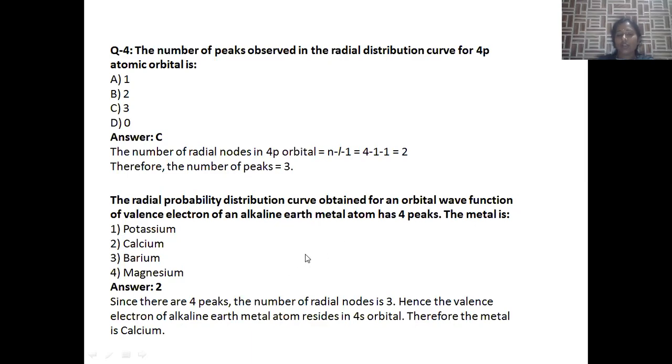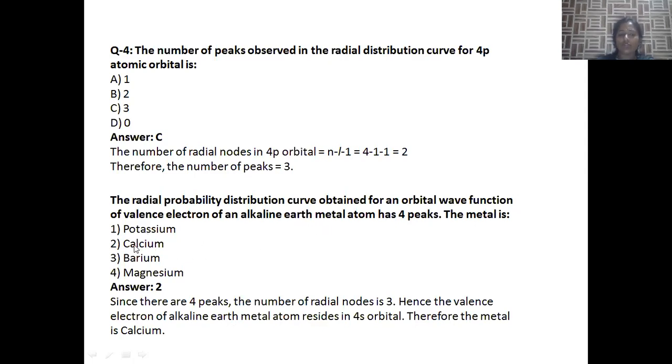To find the n value: n minus 0 minus 1 is equal to 3, because for an s orbital the azimuthal quantum number is 0. So in order to get 3, the n value should be 4. 4 minus 1 is equal to 3. We will get 3 nodes, so that 4 peaks will be obtained. That's the reason why n is equal to 4.